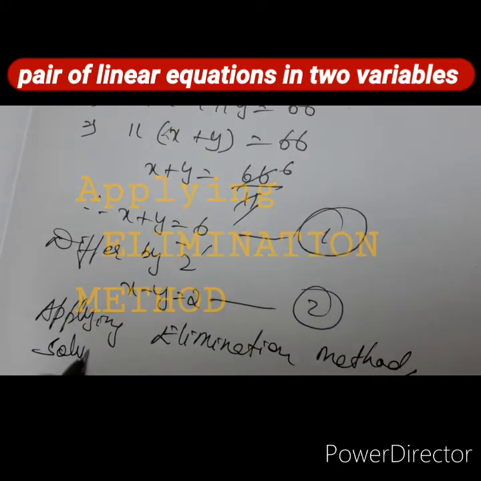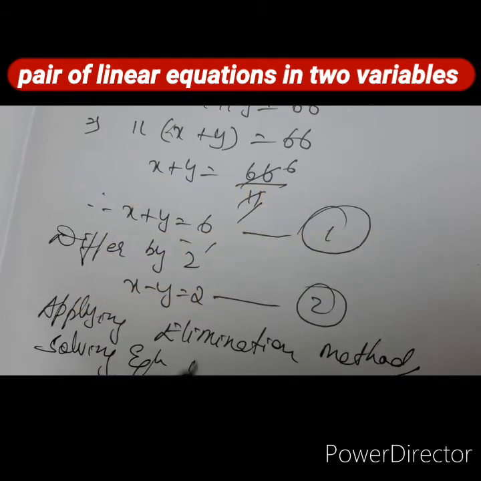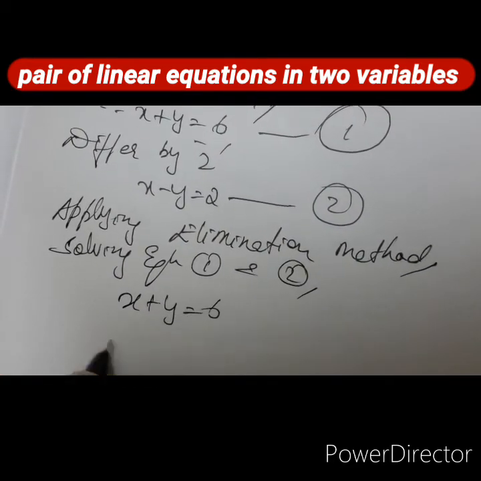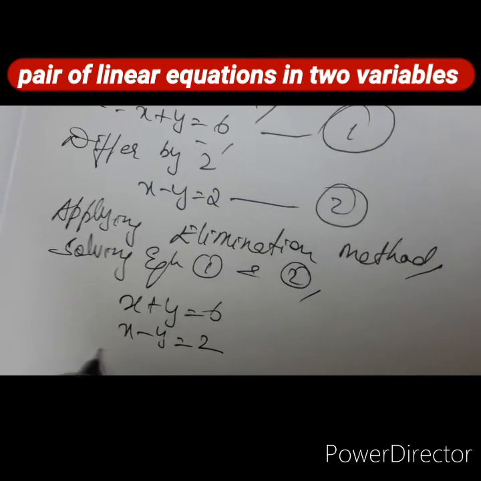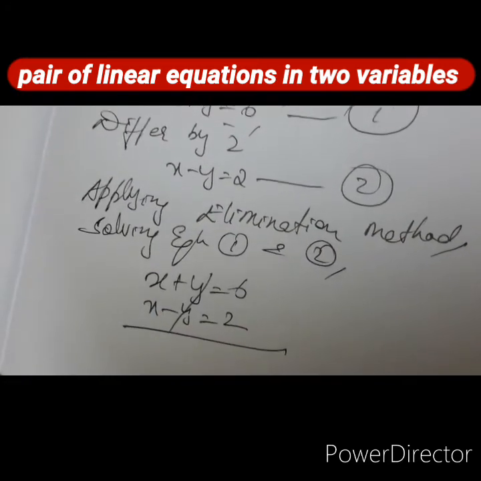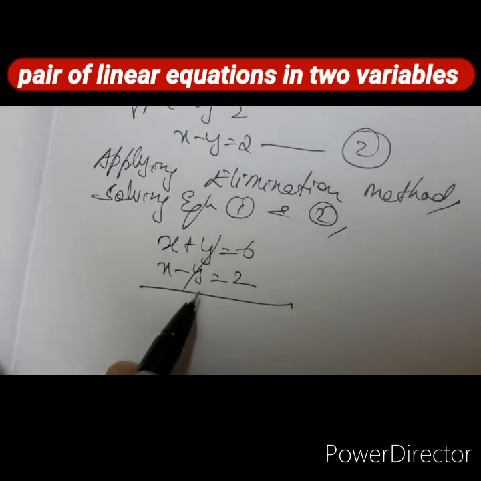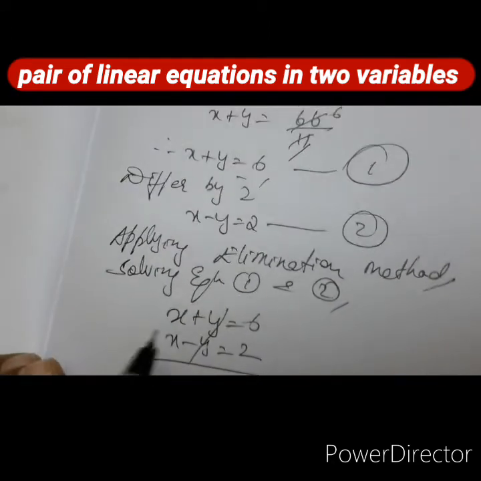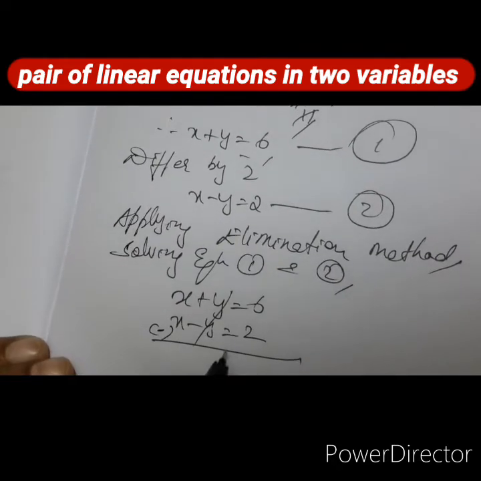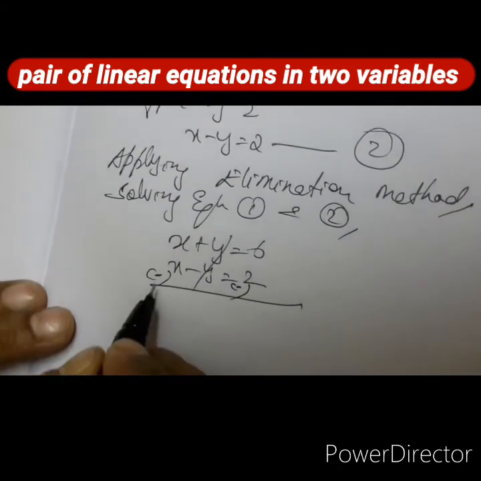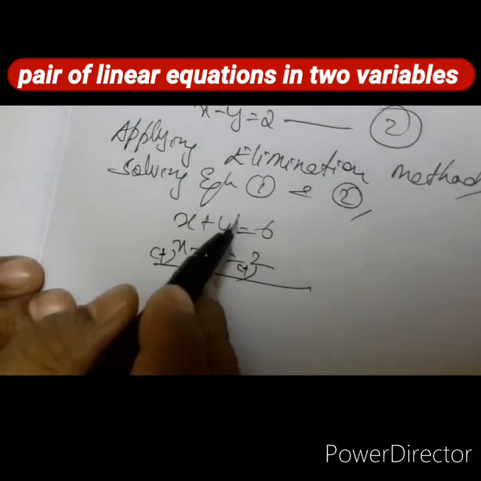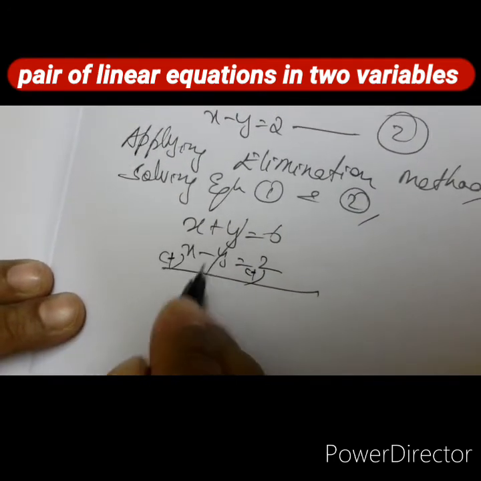Now solving equations 1 and 2. x plus y equals 6. x minus y equals 2. Clear? The y terms cancel. You know this method from our first exercise. This method is called the elimination method. Plus and minus cancel, so there is no need of changing the sign. Without changing the sign, we cancel y.